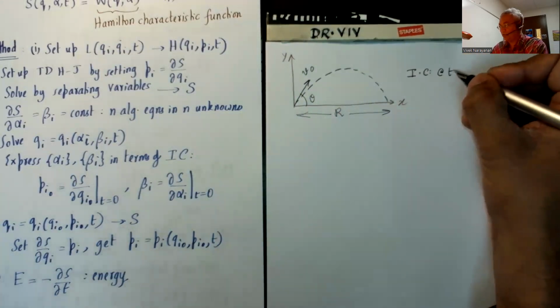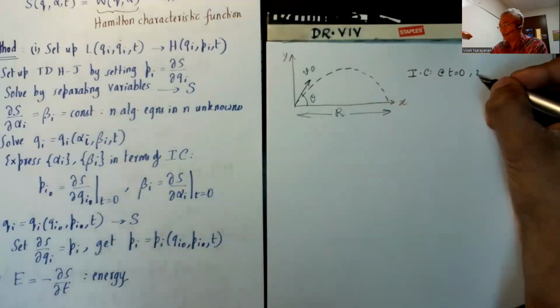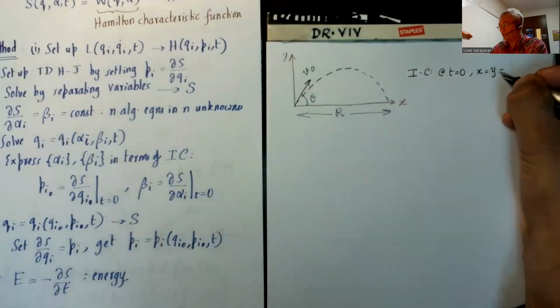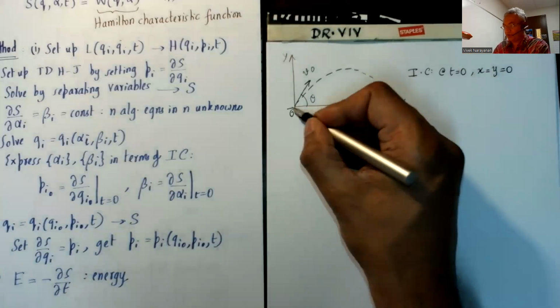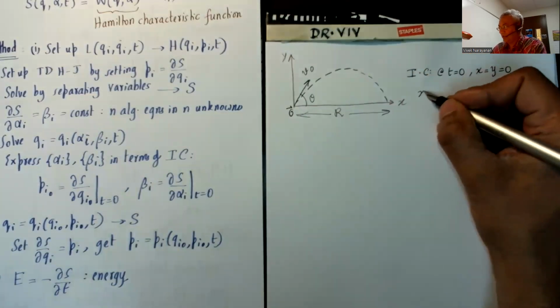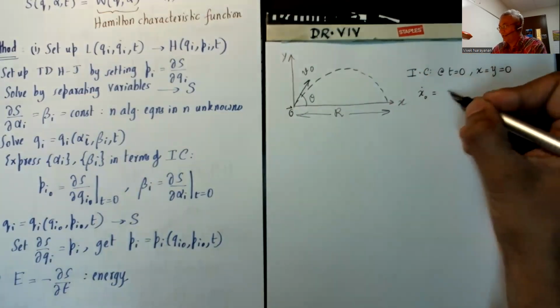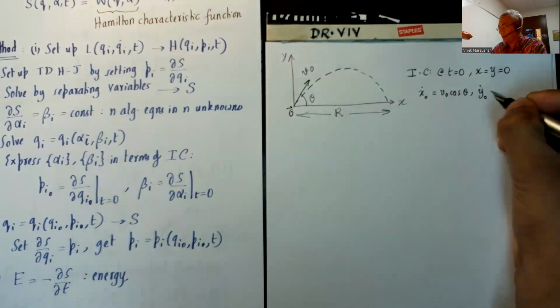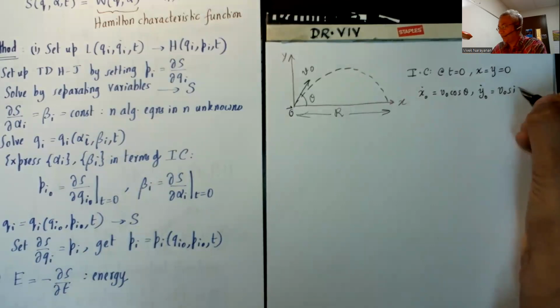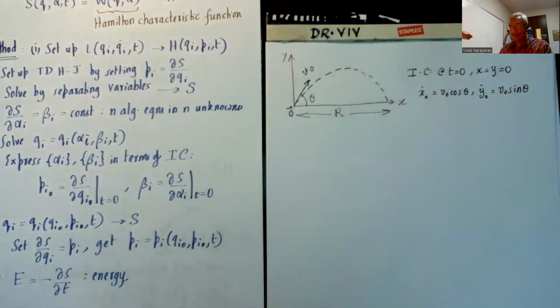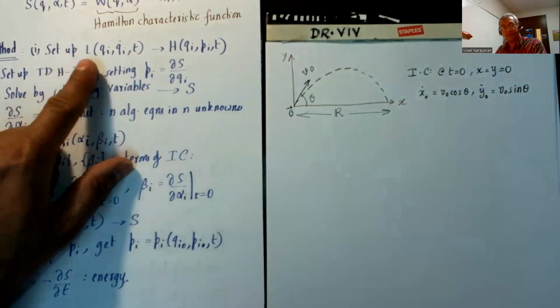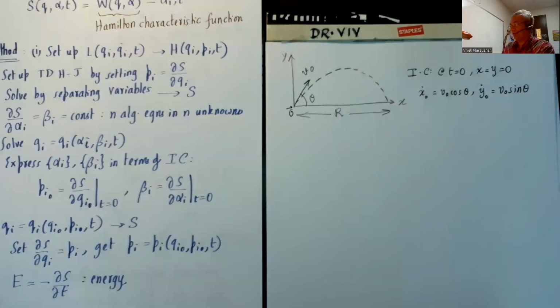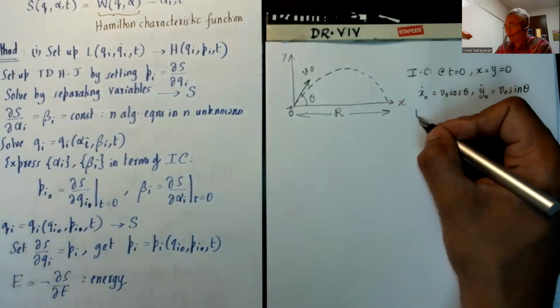So at t equal to 0, we'll take the initial condition that x and y are both 0. That is to say the projectile is launched from the origin, O. The x velocity is V0 cosine theta, and the y velocity is V0 sine theta. Okay, the first step asks us to form the Lagrangian and then the Hamiltonian. Let's do that. Let's do it in 2 seconds.